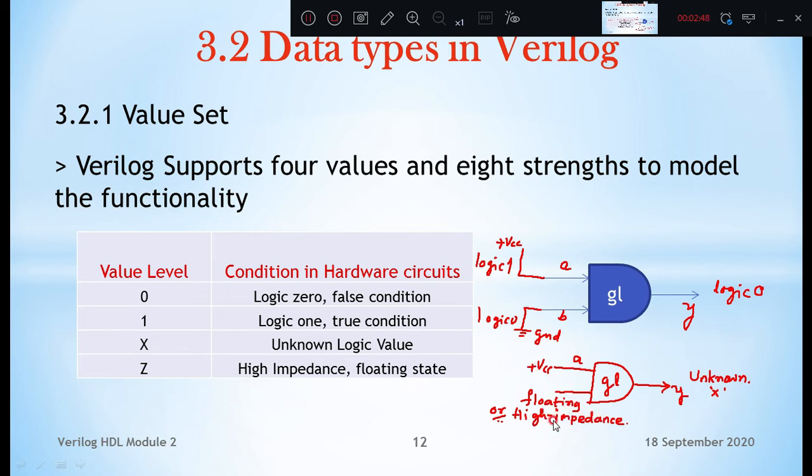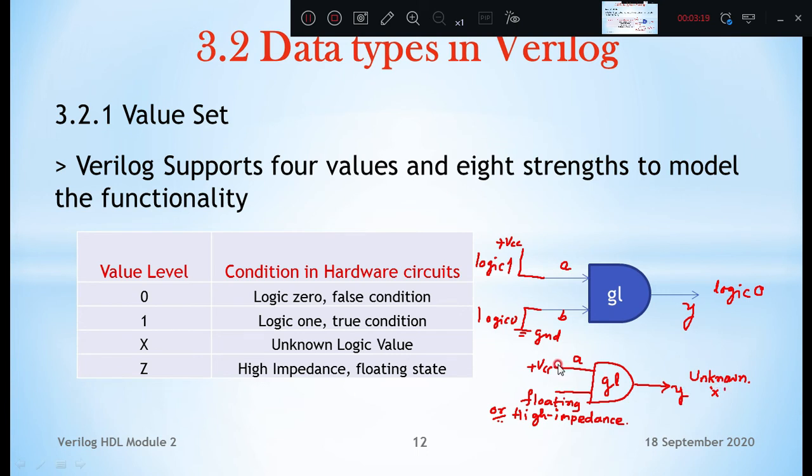In that case, this circuit condition is represented with the help of Z. High impedance or floating state is represented with value Z. So A will get value logic 1, B will get value Z. When inputs are 1 and Z for a two input AND gate, the output Y is unknown.